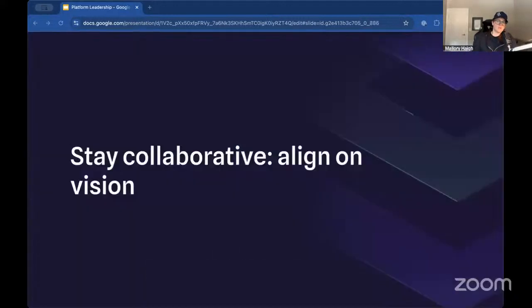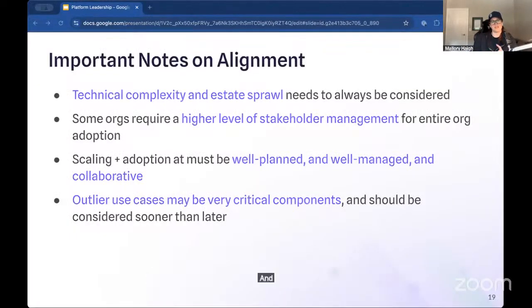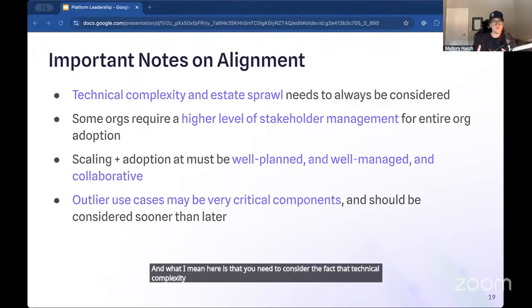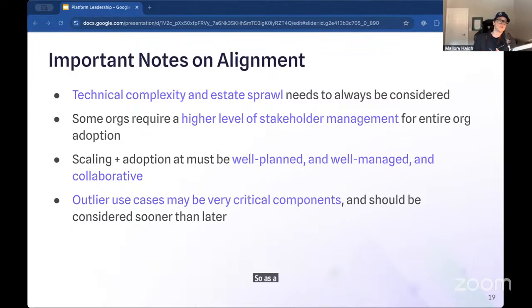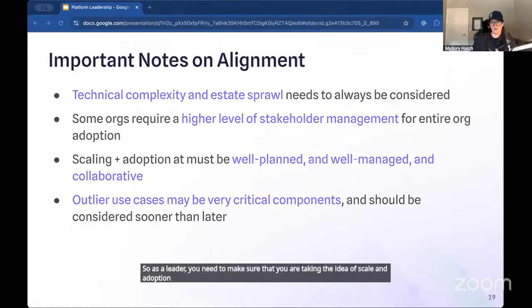So one thing I want to quickly touch on is this idea of staying collaborative and aligning on vision. And what I mean here is that you need to consider the fact that technical complexity and estate sprawl always is something that's going to come into play. And some organizations are going to require a higher level of stakeholder management for entire organization adoption. So as a leader, you need to make sure that you are taking the idea of scale and adoption, plan it very well, manage it very well, and keep it collaborative from the MVP all the way to 100% of your estate onboarded.